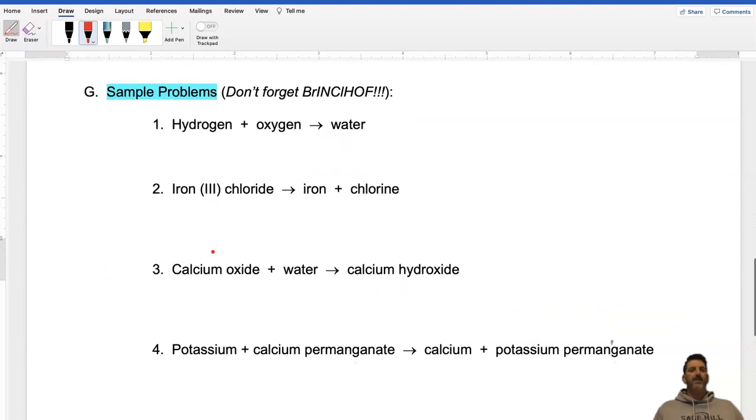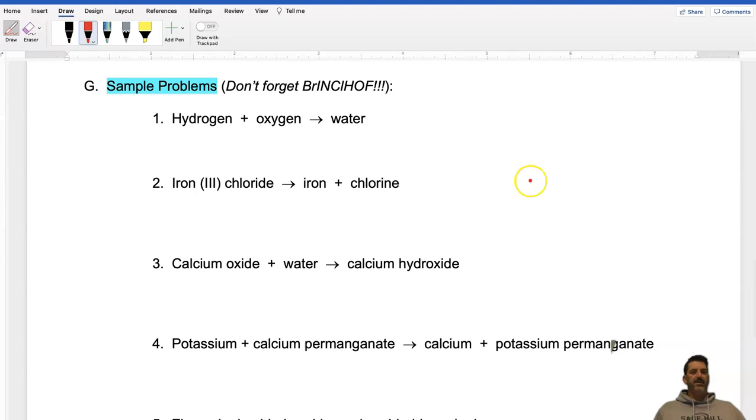All right, flipping it over to the next page. Do not forget Brinkelhoff, okay? It's very, very important. I put it right here at the top. So now we need to take the word equation and write the actual equation. All right, so hydrogen, H, plus oxygen, O, yields water, H2O.